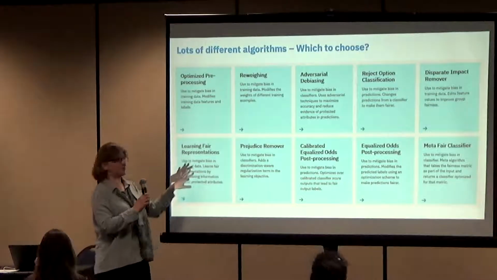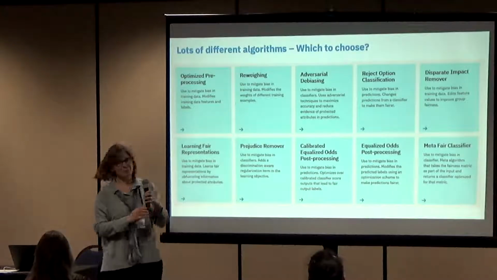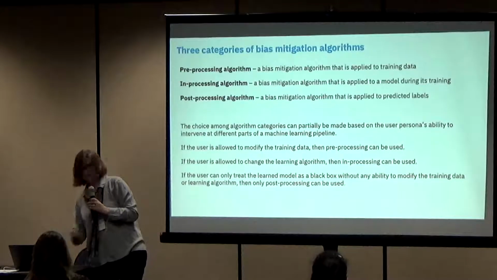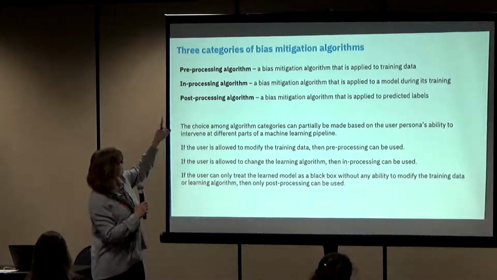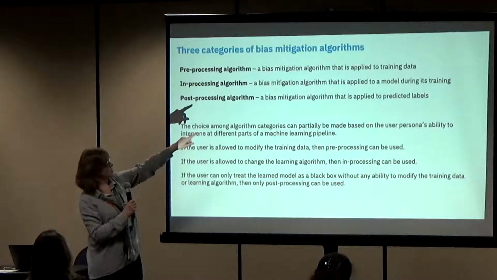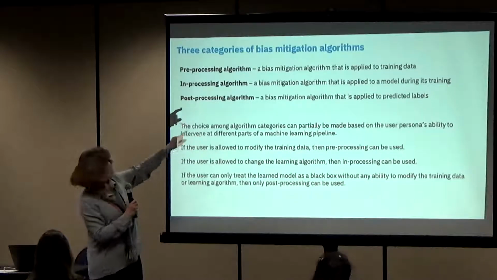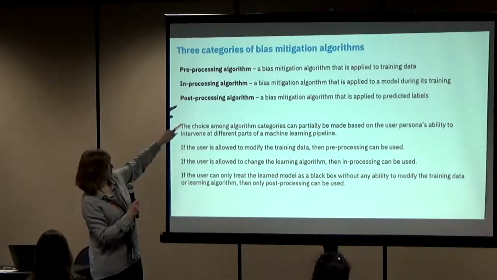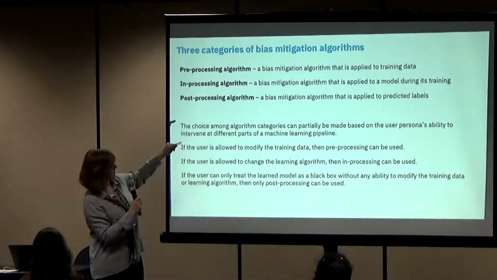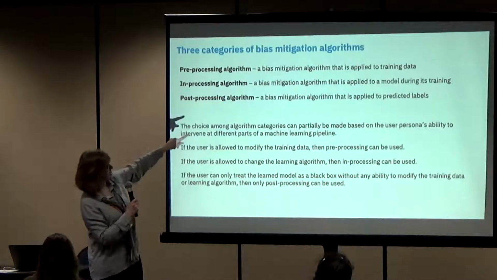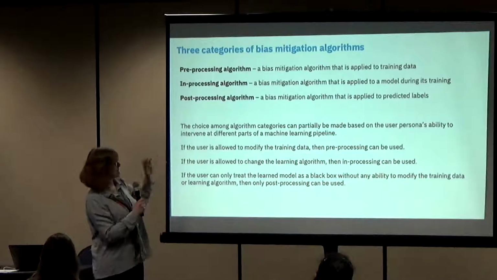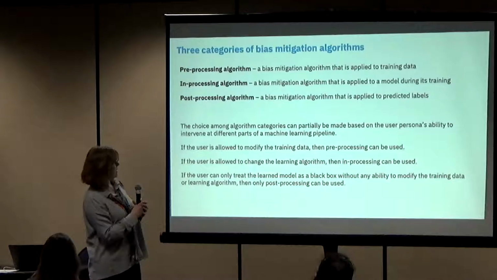First of all, we've got lots and lots of algorithms. Here we are, the pre-processing algorithm. That's an algorithm applied to training data. We've got in-processing, where you're actually training a fair classifier, and then the post-processing, where you're applying it to the predicted labels after you've got your classifier.